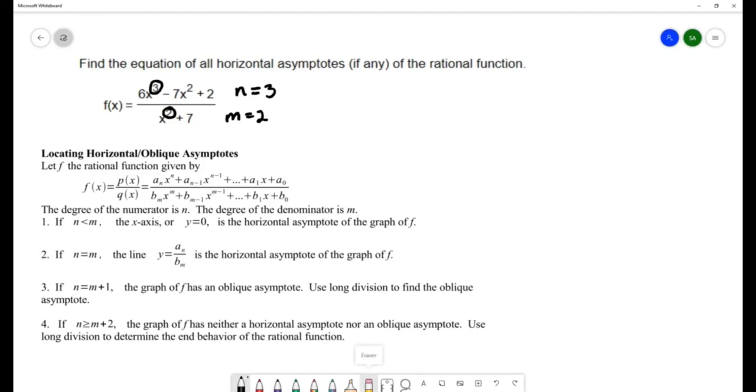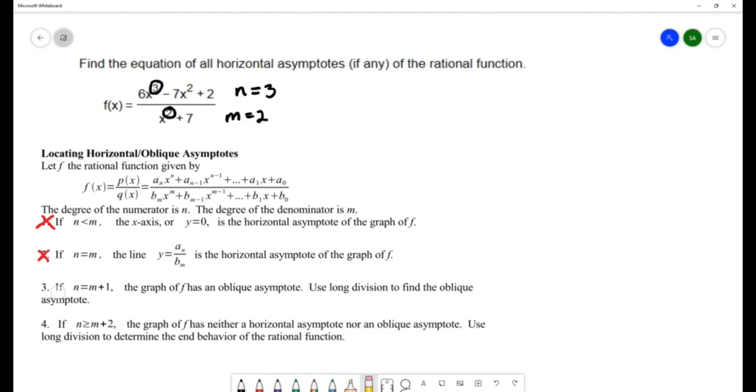So we need to figure out which of these situations we're in. Which case are we in? The first case is where the degree of the numerator is less than the degree of the denominator. I can see that that's not true in this example. The numerator is larger than the denominator, so we are not in case 1. In the second case, n is equal to m. We have 3 and 2. Those values are not equal to each other, so we're not in case 2.